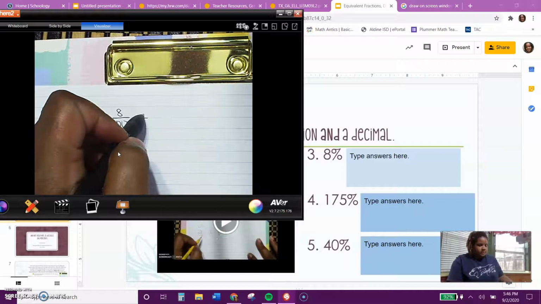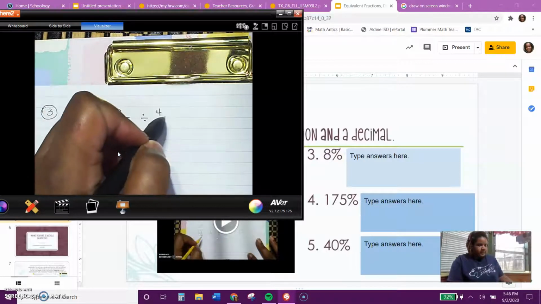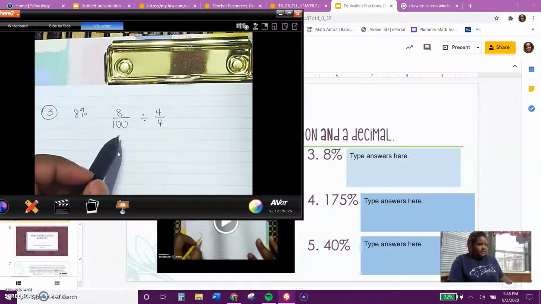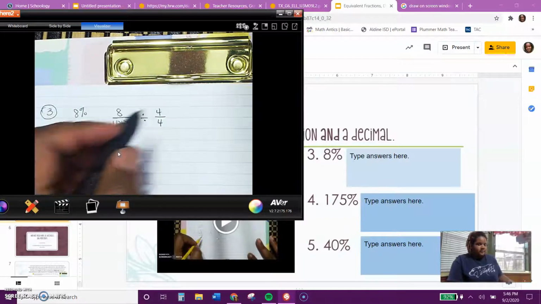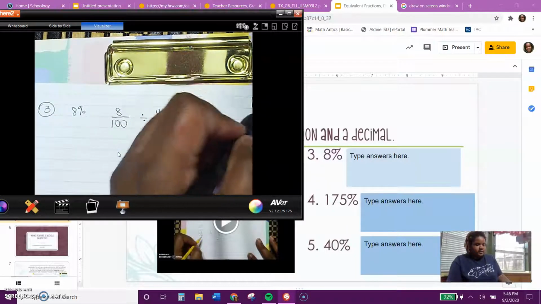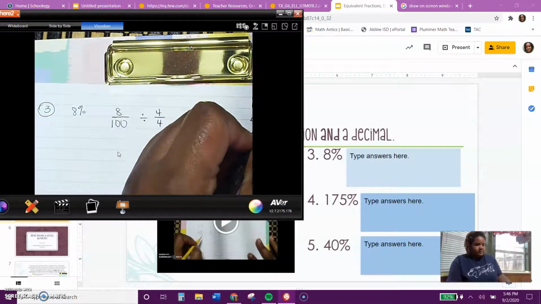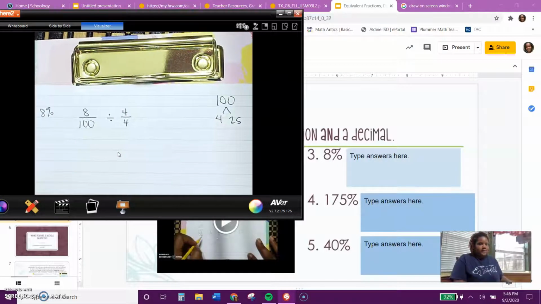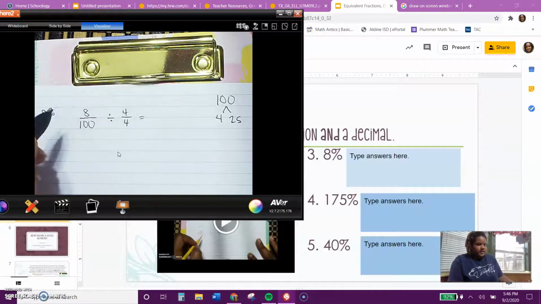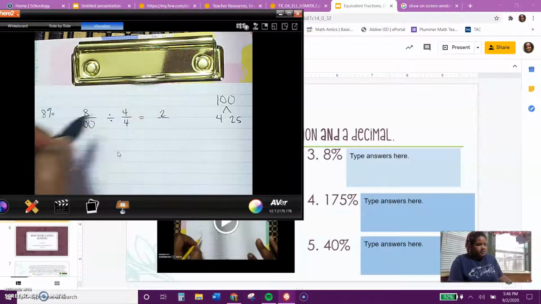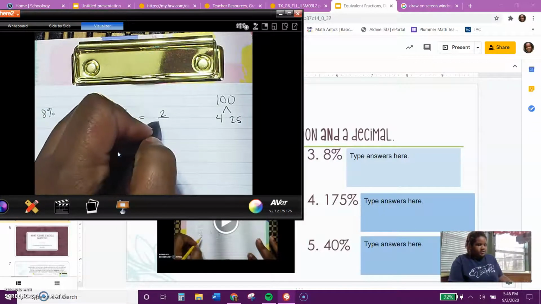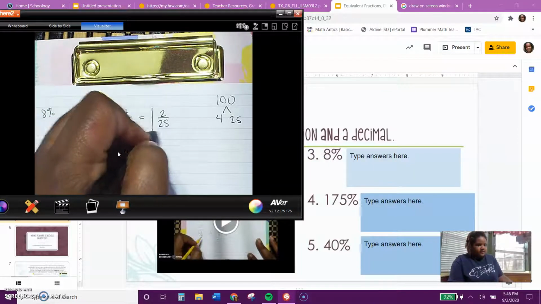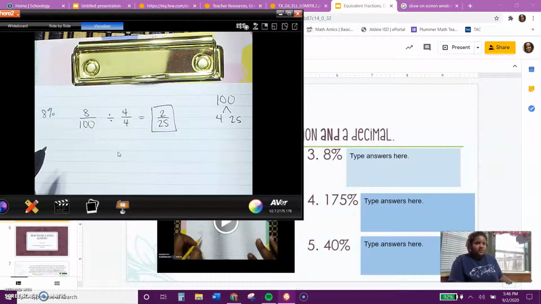Reducing means going to the simplest form, so I'm going to divide both of these numbers by 4 because I happen to know from my 100 factors that 4 times 25 is 100, and I know also 4 times some number could get me to 8. Okay, so 8 divided by 4 is 2, and 100 divided by 4 is 25. So my fraction is 2/25.